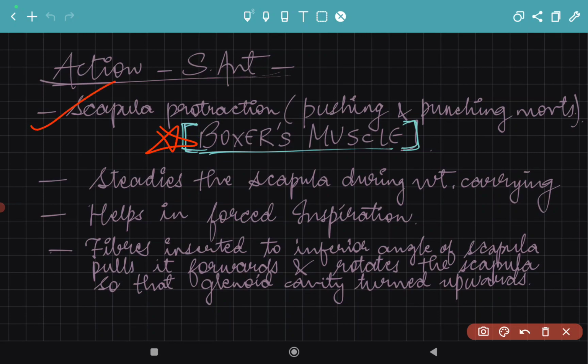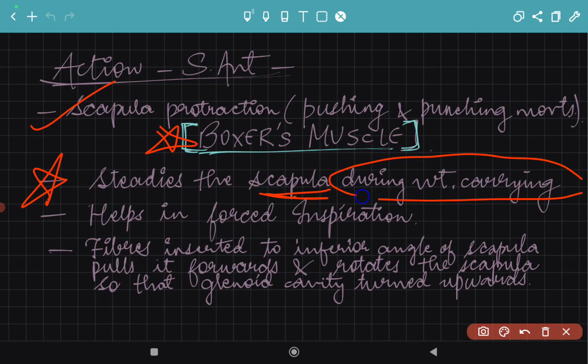It does scapular protraction. And one more important function of the serratus anterior muscle is that it will steady the scapula during weight carrying. So when the shoulder joint is loaded, the scapula needs to be steadied in order to carry out the movement optimally. The steadying of the scapula will be done by serratus anterior during weight carrying. Other than that, it also helps in forced inspiration, as the pectoralis minor muscle did.